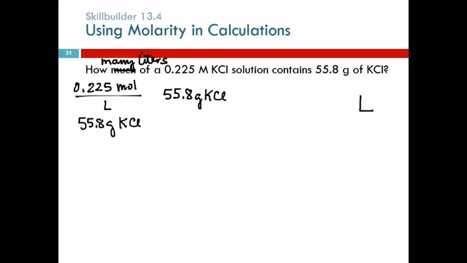Sometimes it's easiest to work backwards. Liters, well, I've got this guy. I should probably try to use him, right? It relates moles and liters. So I could convert moles to liters using the molarity. And then I've got grams to moles, and that should be like an old friend by now. That's the molar mass.